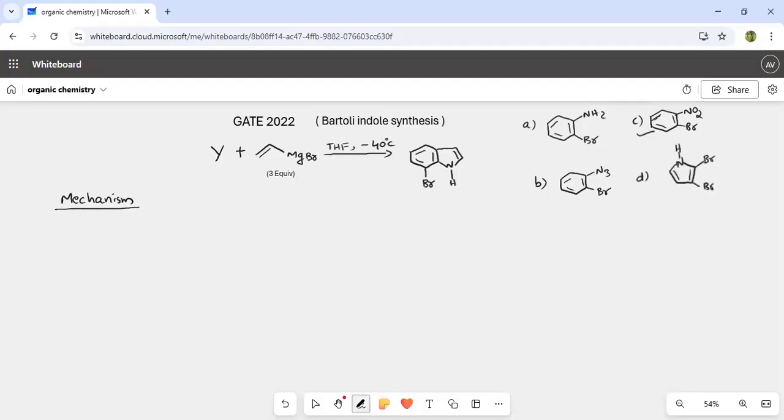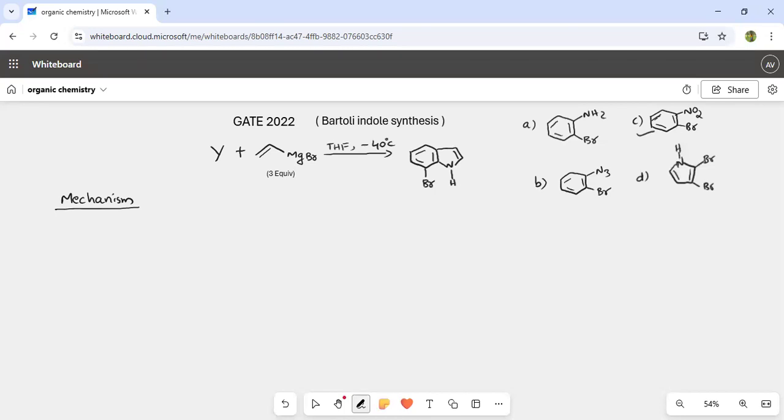In this reaction, we have to find out the starting material Y. This reaction is an example of Bartoli indole synthesis, in which ortho-substituted nitroarenes and nitrosoarenes, when they react with vinyl Grignard's reagent, form substituted indoles. Here we have to find out the starting material Y, which reacts with three equivalents of Grignard's reagent, that is vinyl magnesium bromide, and gives the substituted indole.